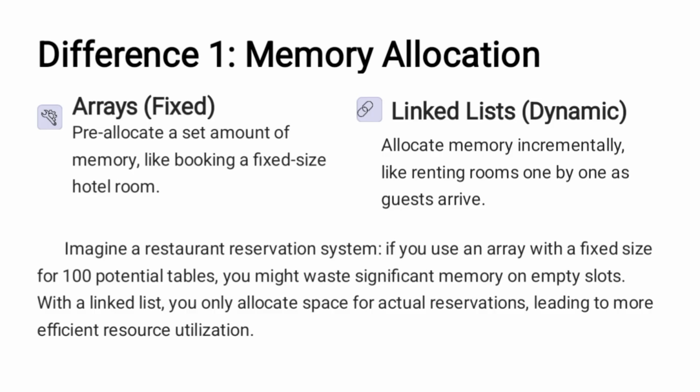For example, suppose there is a restaurant reservation system. If we are using an array, then we need to fix the size of tables. Suppose we are fixing 100 potential tables, so there's a high chance of wastage. Only 15 guests have arrived, so 85 tables are being wasted. Whereas if we use a linked list, then we only allocate space for the guests who have actually arrived.